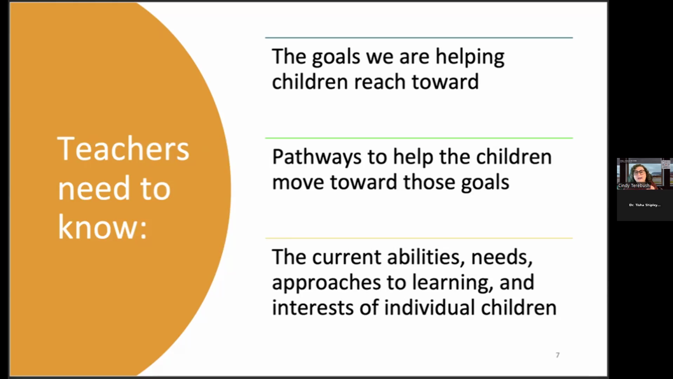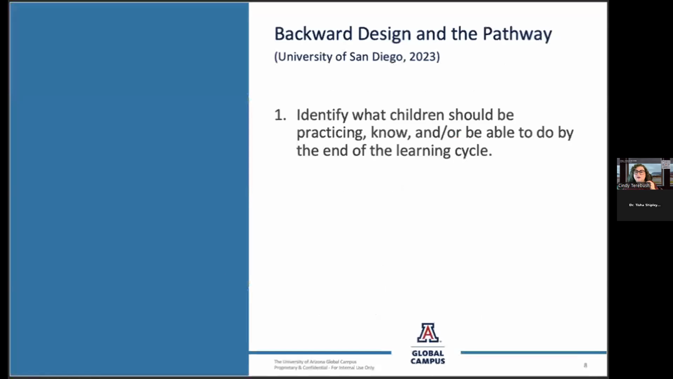When we talk about backward design and the pathway, there are certain steps that we need to take. And step one was identifying what children should be practicing, know, or be able to do by the end of a learning cycle. Knowing what they should be practicing, knowing, or able to do by the end of the learning cycle needs to come from research-based tools. It can be your state standards. It can be other research-based tools that early childhood programs in schools purchase.